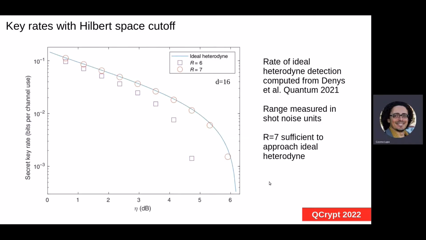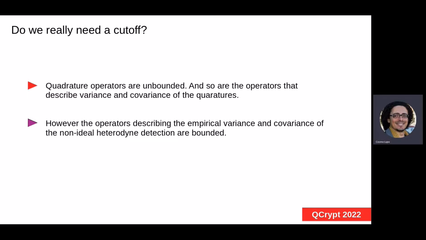But this plot is obtained using a cutoff in the Hilbert space. This works very well, but it's not very clear how we can justify this cutoff. So it would be better to have a way to do the calculation without using a cutoff. As I said before, this is hard because the Hilbert space is infinite dimensional. But what really matters is not whether the Hilbert space is infinite dimensional, but whether the operators that we are dealing with are bounded or unbounded.